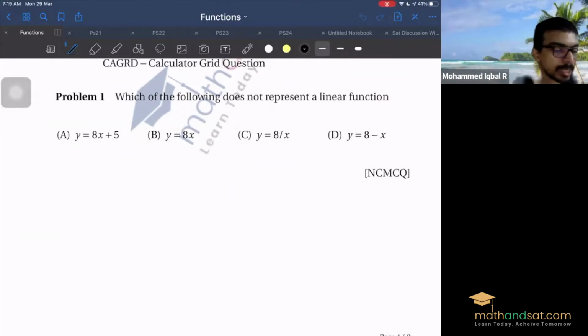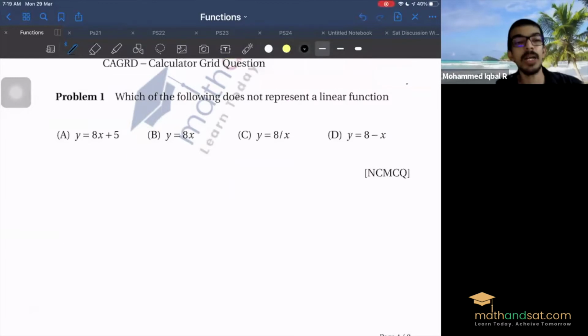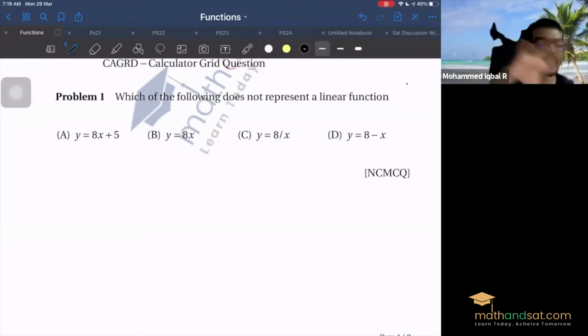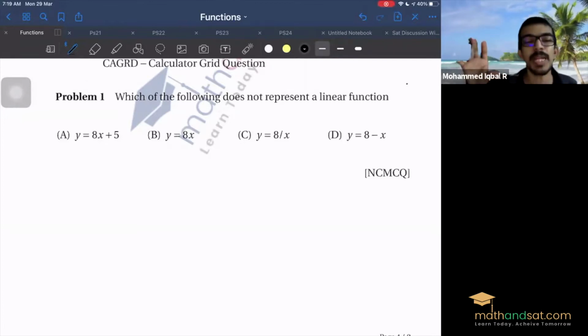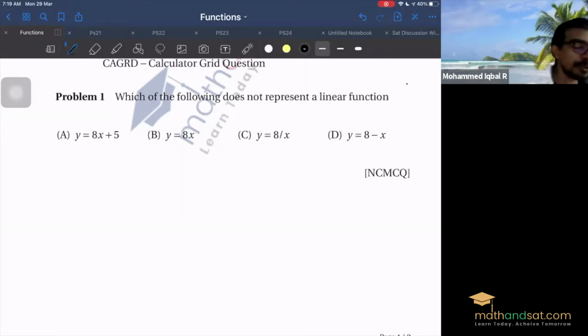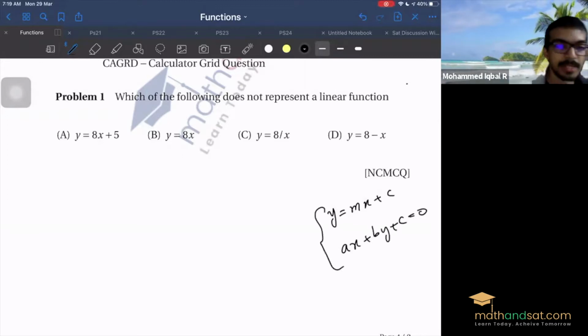Which of the following does not represent a linear function? Okay. And as we know, there are multiple ways to represent a linear function. You can represent them as a graph. You can represent them as a set of ordered pairs. You can represent them as an input-output table. You can represent as a relationship between x and y. So when you represent a linear function as a relationship between x and y, it should always be in the form y = mx + c, or ax + by + c = 0. Right?